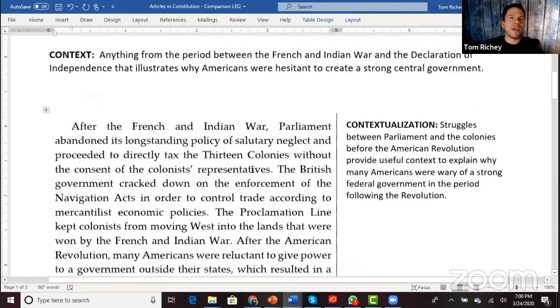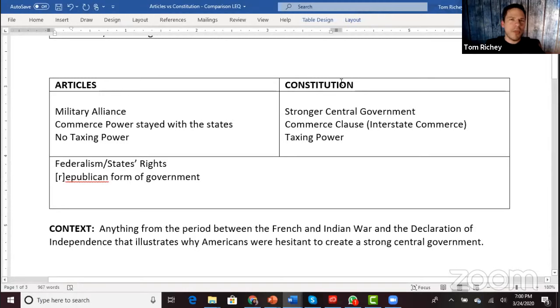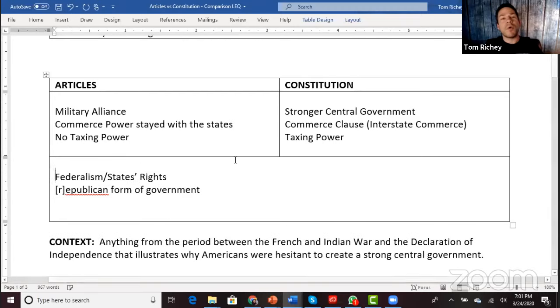Okay, so we can argue either that the Constitution was very different from the Articles, or we can say that the Articles are still, that they've got more in common than they don't. Okay, because when we think about control over foreign policy, that did not change.